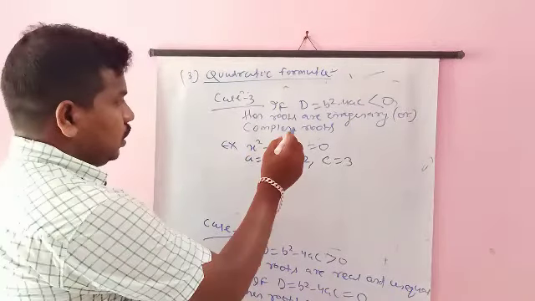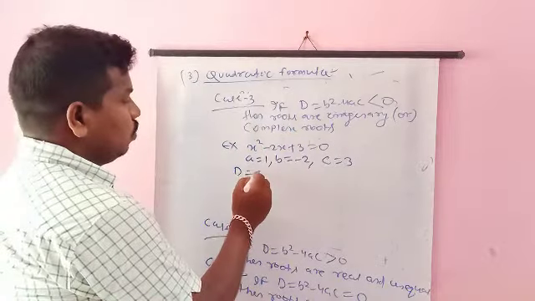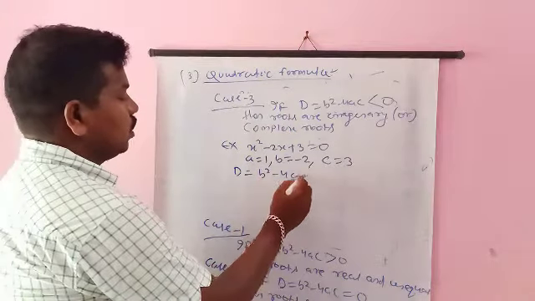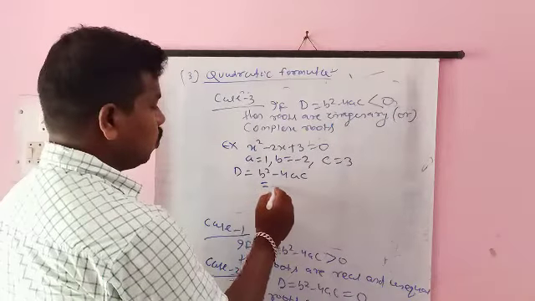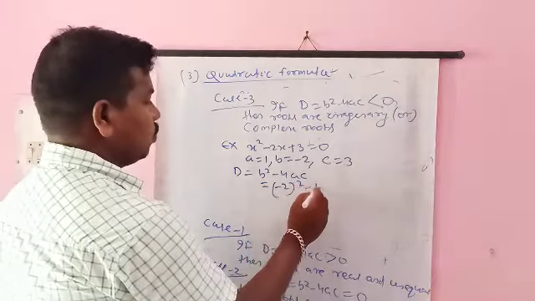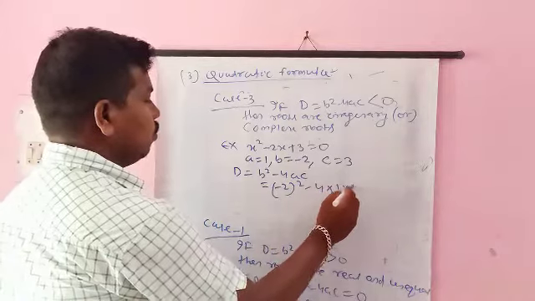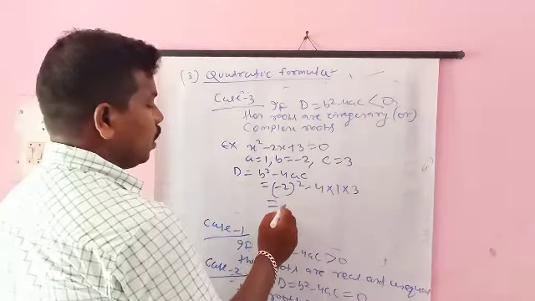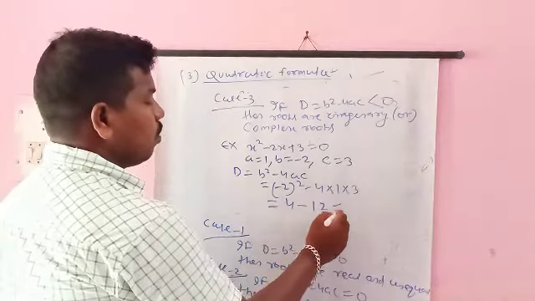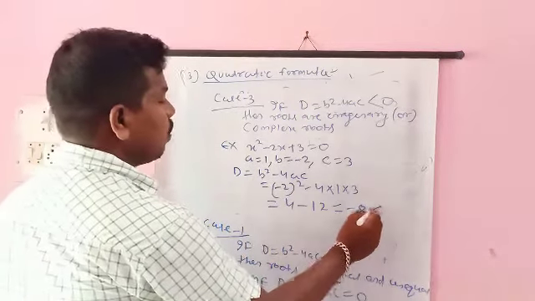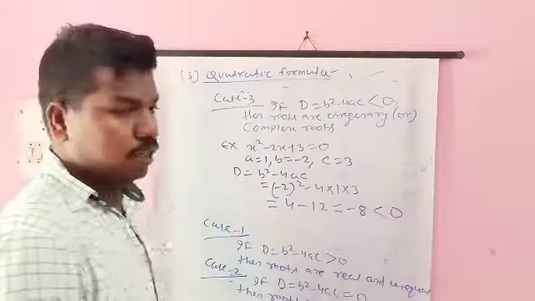Now we check the discriminant d equal to b square minus 4ac. b square means minus 2 square, minus 4, a equal to 1, c equal to 3. So minus 2 square equal to 4, minus 12, since 4 into 1 into 3 is 12. That is 4 minus 12 equal to minus 8. So minus 8 is less than 0.